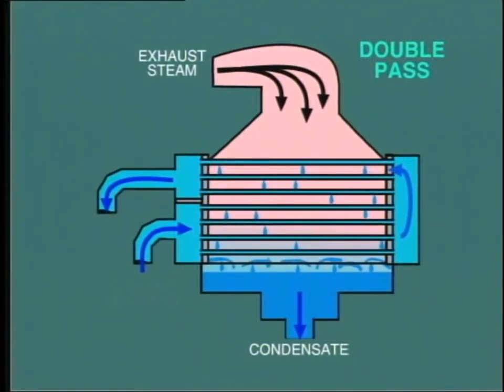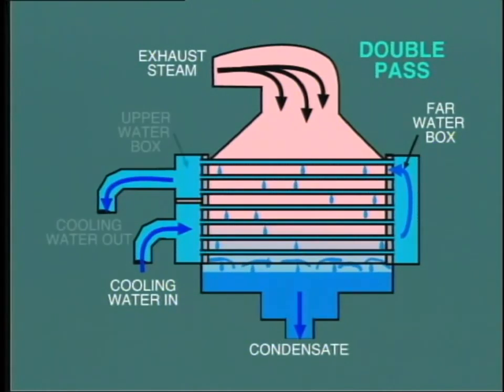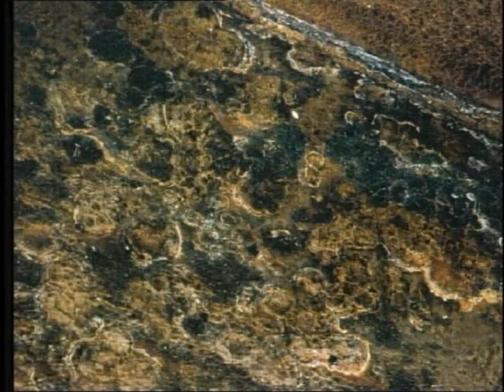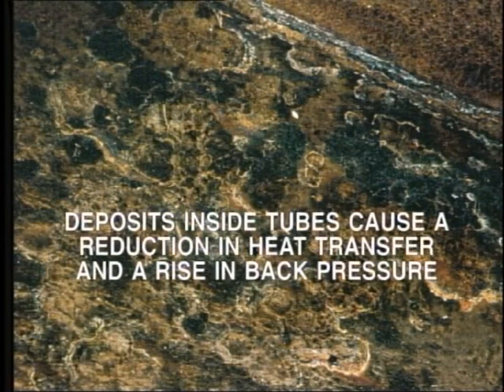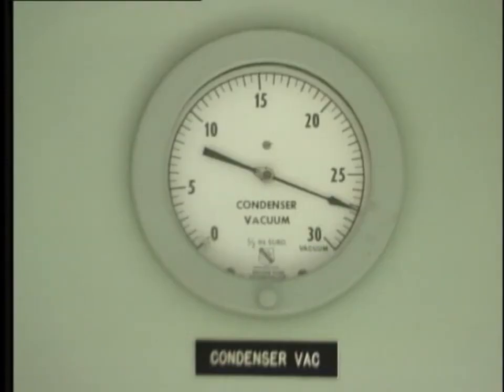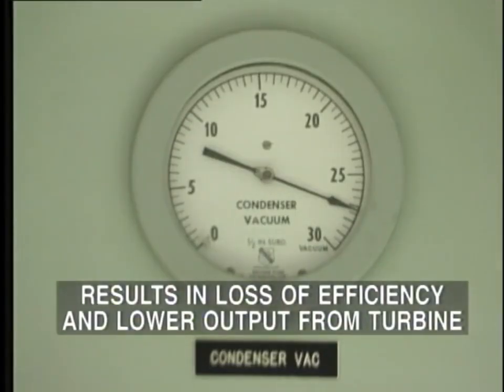Here, the water enters at the bottom, passes through the lower tubes, arrives at the far water box, and then is circulated back through the upper set of tubes, exiting from the upper water box. Over a period of time, the circulating water may leave some deposits inside the tubes. The consequence of this is a reduction in heat transfer and a rise in the back pressure inside the condenser. This results in a loss of efficiency and lower output from the turbine.